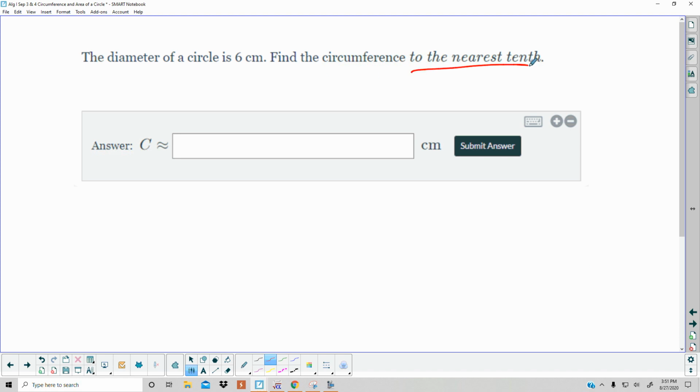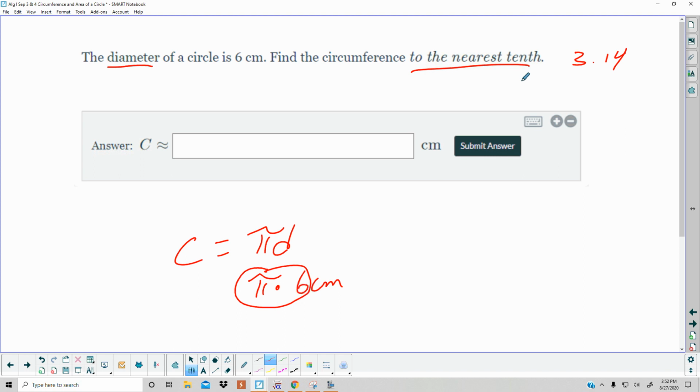If they say round to the nearest tenth, that's when you're going to type in 3.14 on your calculator, or use the pi button on your calculator. They tell you the diameter, circumference is pi d, so pi times the diameter, 6 centimeters. You would type pi times 6 in your calculator and round to the nearest tenth. Remember that a tenth is the first decimal place, so you look to the second to round up.